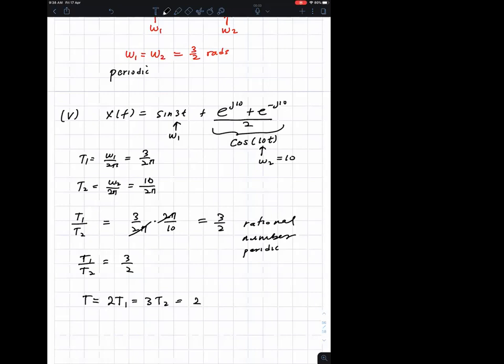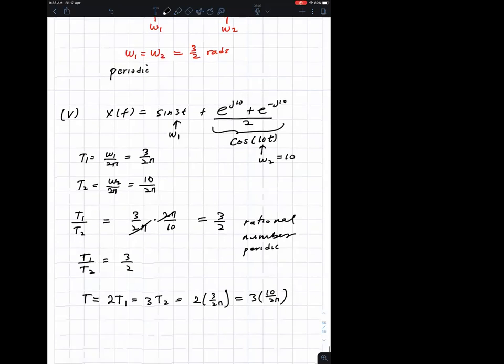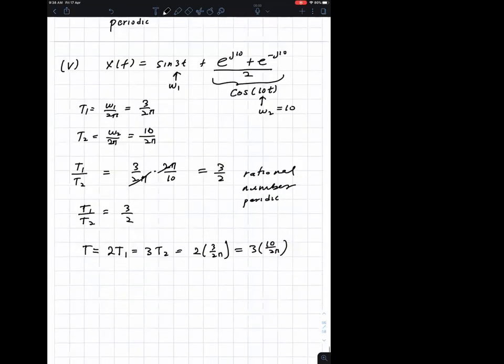Let's say if I'm using 2T1, then T1 was calculated to be 3 over 2 pi, and T2 is 10 over 2 pi. Are they giving the same? Not the same, right? Then something is wrong somewhere.